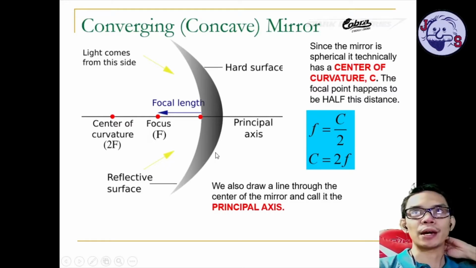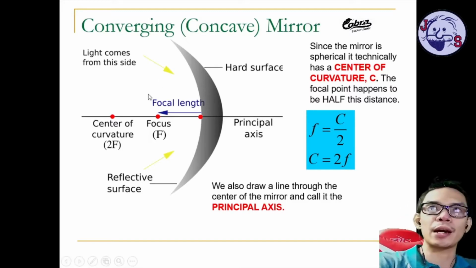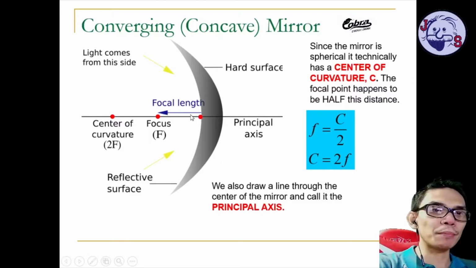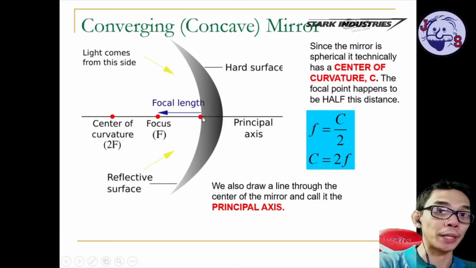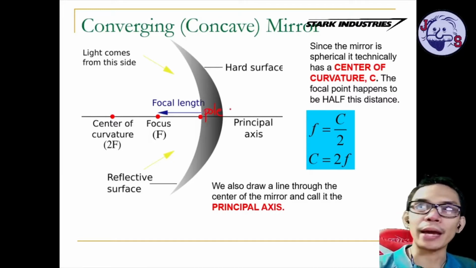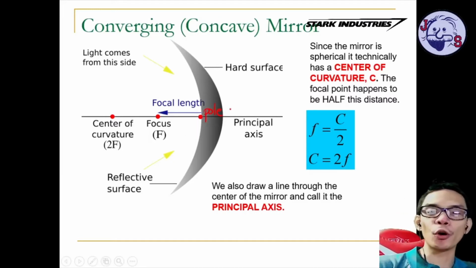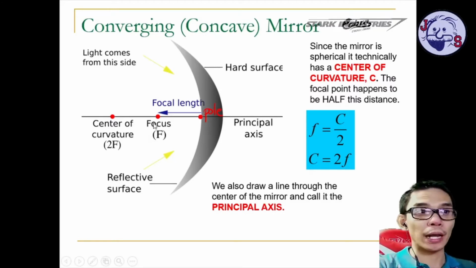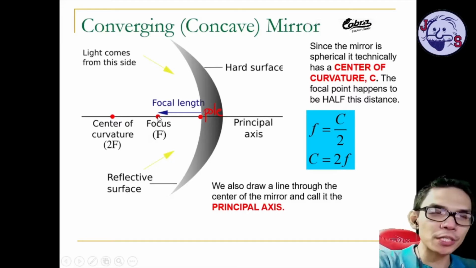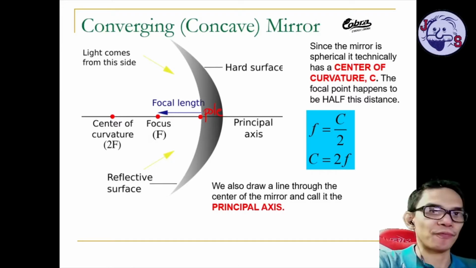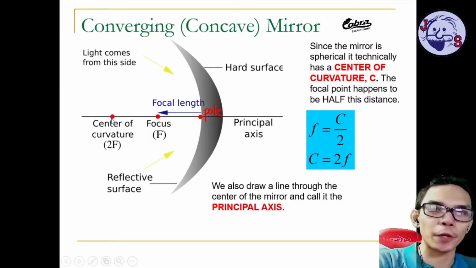Next, we have the focal length. What do we mean by the focal length? Focal length is the distance between the surface of the mirror, which we call the pole, and the focus. We call it the focal length. Then we have the focus, and the focus is half the distance of your center of curvature.